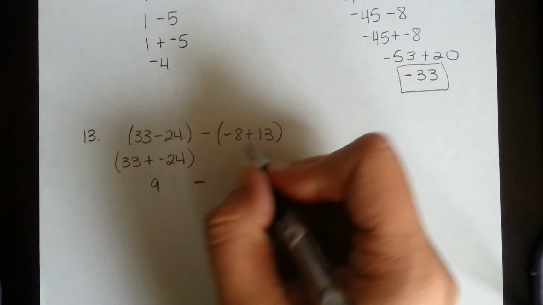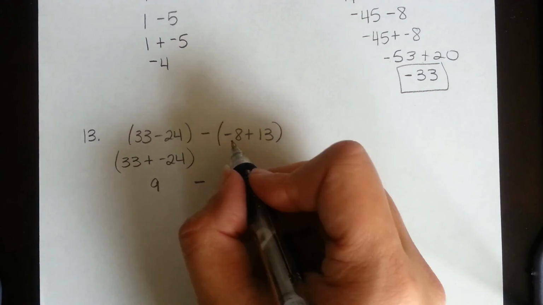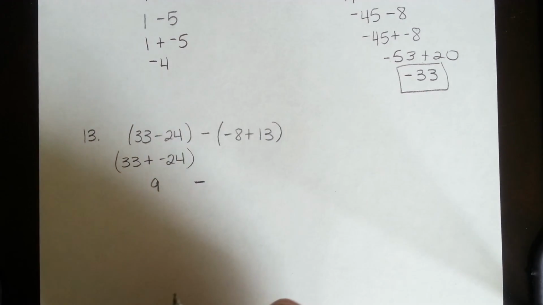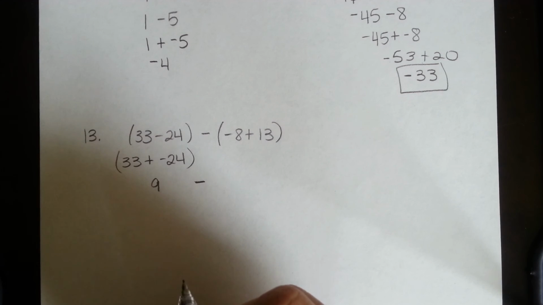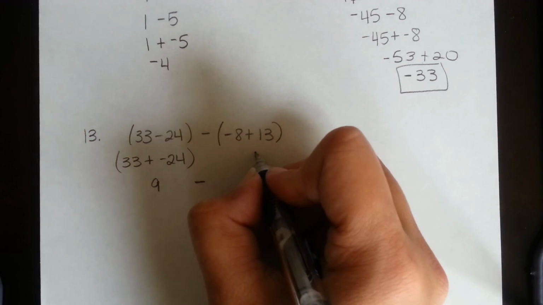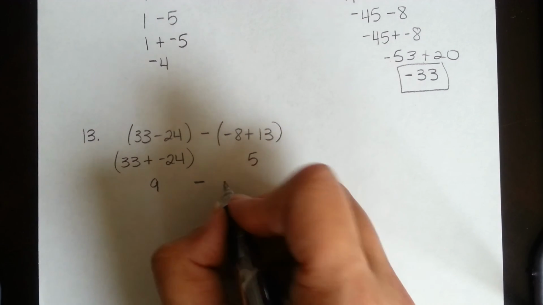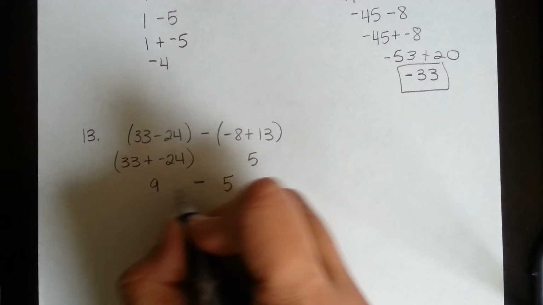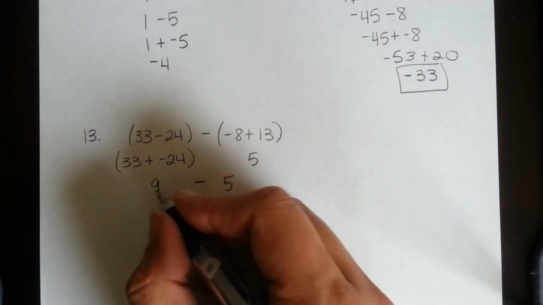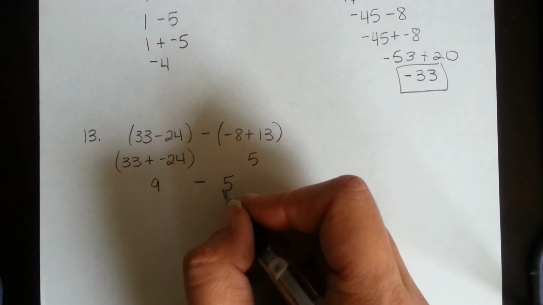Go ahead and put our subtraction sign. Over here in parentheses, we have an addition problem. They have different signs, so we're going to subtract the numbers, which would give us a 5. And the larger absolute value would be positive, so that would be a positive 5. So now we have 9 minus 5. It's just a straightforward subtraction problem. 9 minus 5 would be 4.